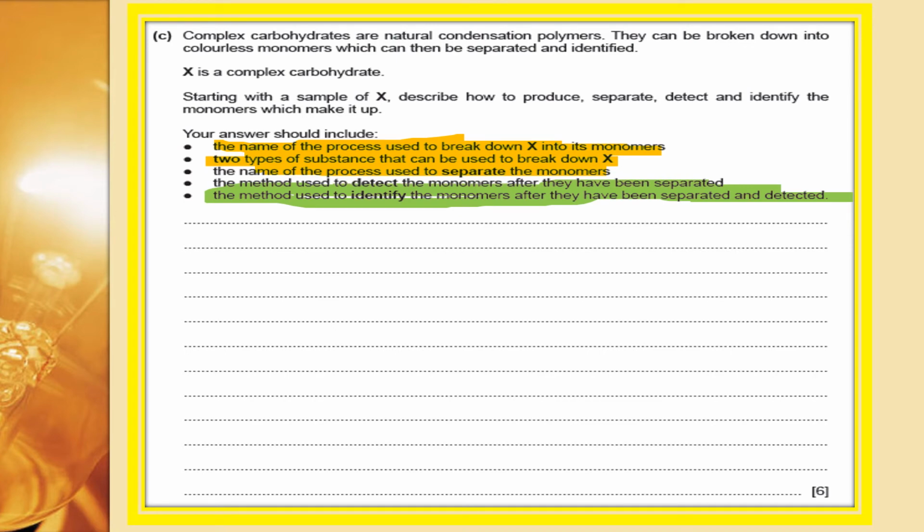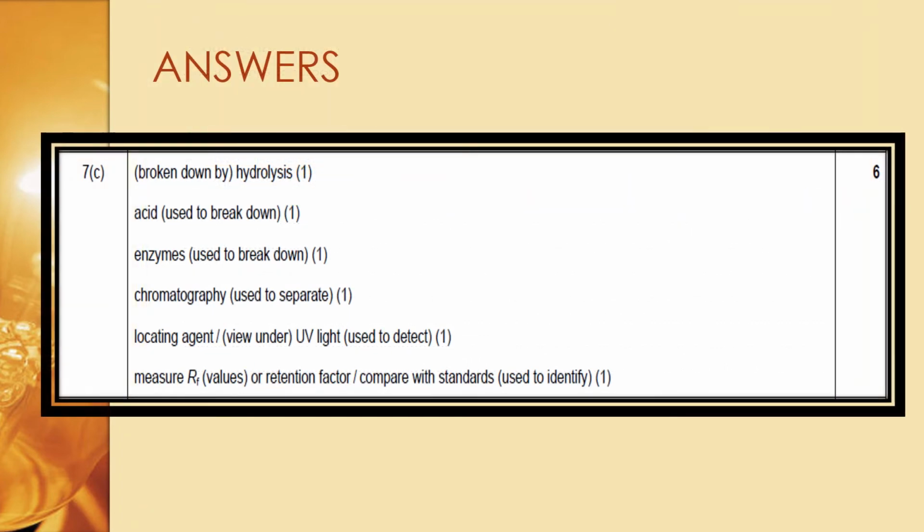So this is the answer. First, 6 marks. You get 1 mark if you explain the hydrolysis process using acid: what kind of acid, how many ml of acid, what is the condition of the acid. Then 1 mark for enzyme: what enzyme you use to break down. Chromatography is used to separate. You need to explain how you do this chromatography: locating agent, UV light, and then you measure the Rf value and compare with standards.